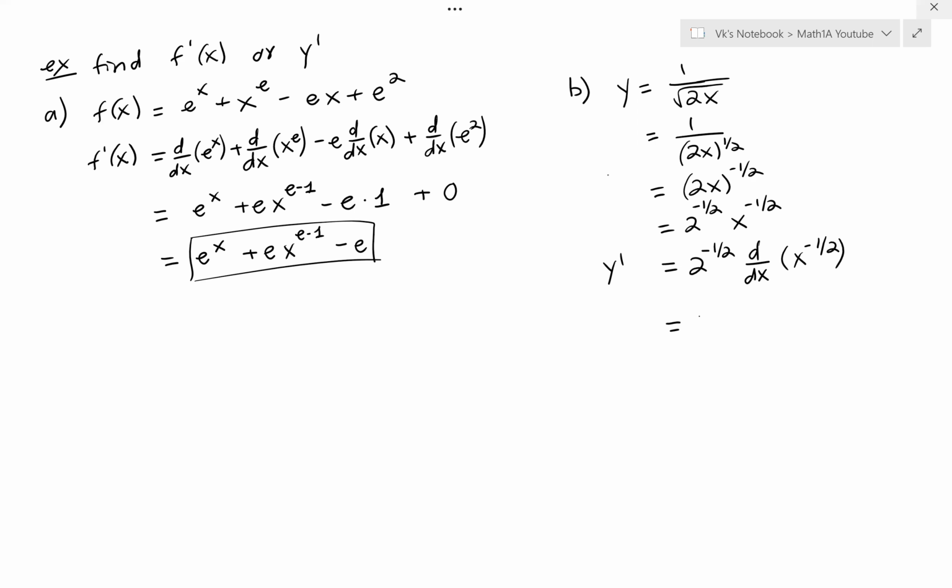We have 2 to the negative 1 over 2 multiplied by negative 1 over 2, x to the negative 1 over 2 minus 1, which is negative 3 over 2. So we can simplify this as 1 over root 2 multiplied by negative 1 over 2, and x to the negative 3 over 2 is 1 over x to the 3 over 2. So this would be negative 1 over 2 root 2 times x to the 3 over 2.